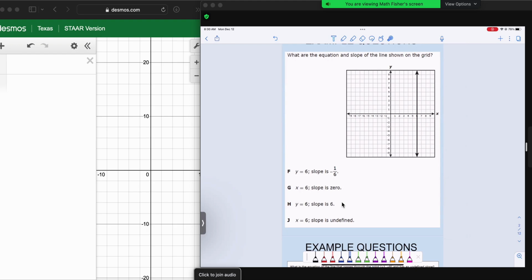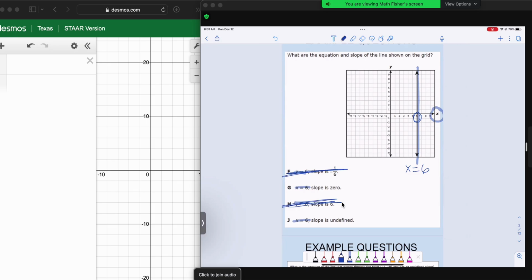First, let's figure out the equation. We have this line. It touches the x-axis. So it's an x equals, and this is 6, x equals 6. So let's look at our equations. We can eliminate F and H because they are y equals.